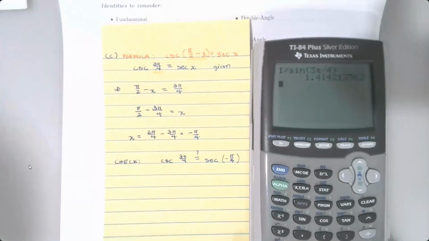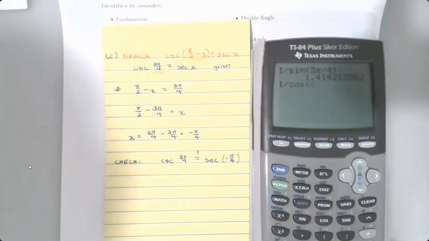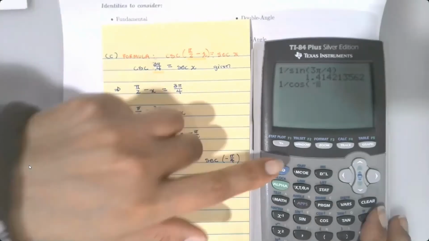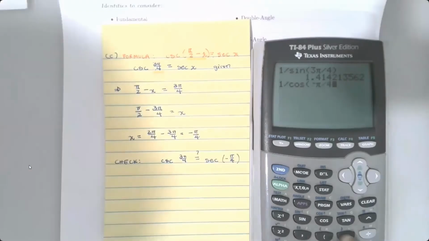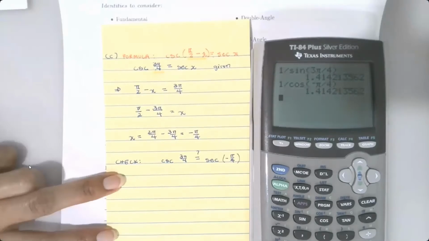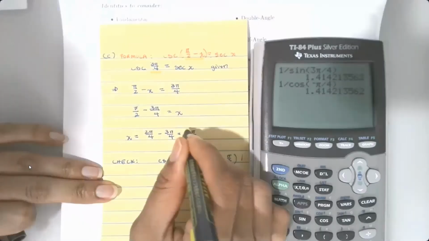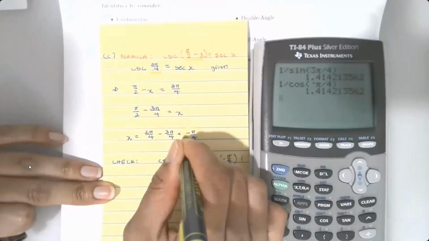1.4142. Now if we check what is secant, remember secant we have to enter it as a 1 over cosine. So 1 over cosine of negative pi over 4. That is exactly the same thing. So this checks out, and that makes our answer of negative pi over 4 correct.